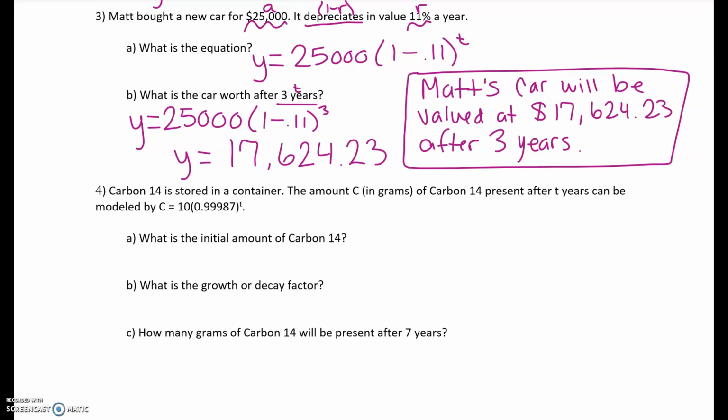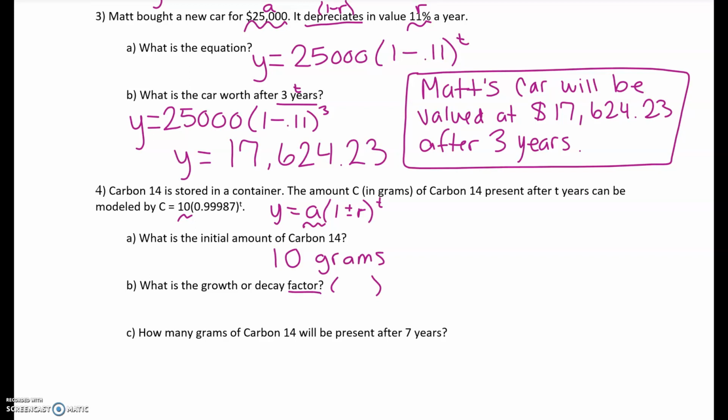So I know that this is representing A times 1 plus or minus my rate to the T power. So the initial value should always be this piece out in the front. So 10 grams, because it told us the unit that it was measured in, is how much we initially started with. Okay. Now it says, well, what is the growth or decay factor? So remember the factor I said was the piece that was inside the parentheses.